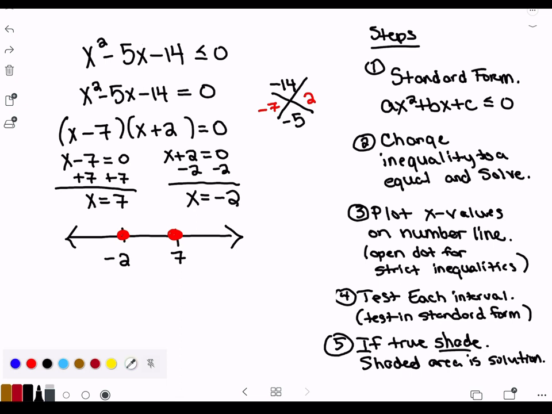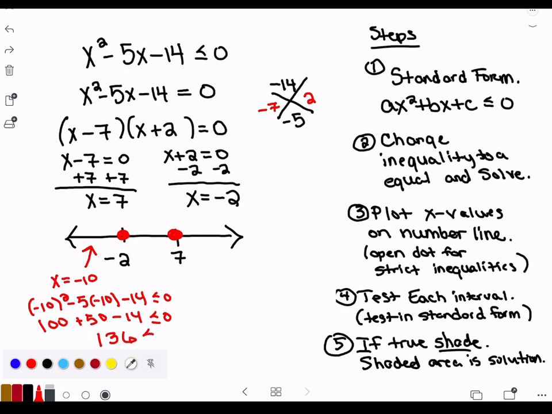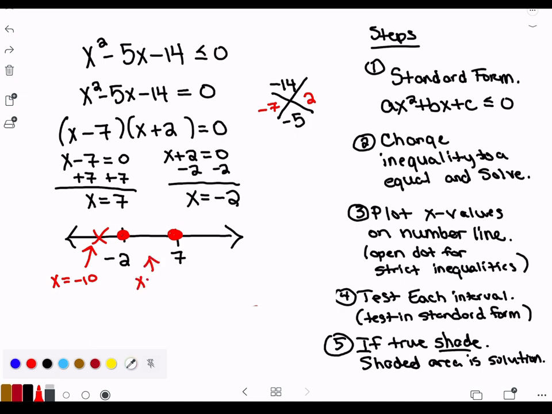So like in this problem, you have this first interval. I'm going to pick a number that's within that first interval. I'm going to pick like negative 10. So you put negative 10 into the original inequality, the standard form. I plug in negative 10 wherever I see x, and I'm trying to see if it gives me a true statement. When I condense everything, I get 136 is less than 0. That's false. So you don't shade that area, because when I plugged in negative 10, it didn't work.